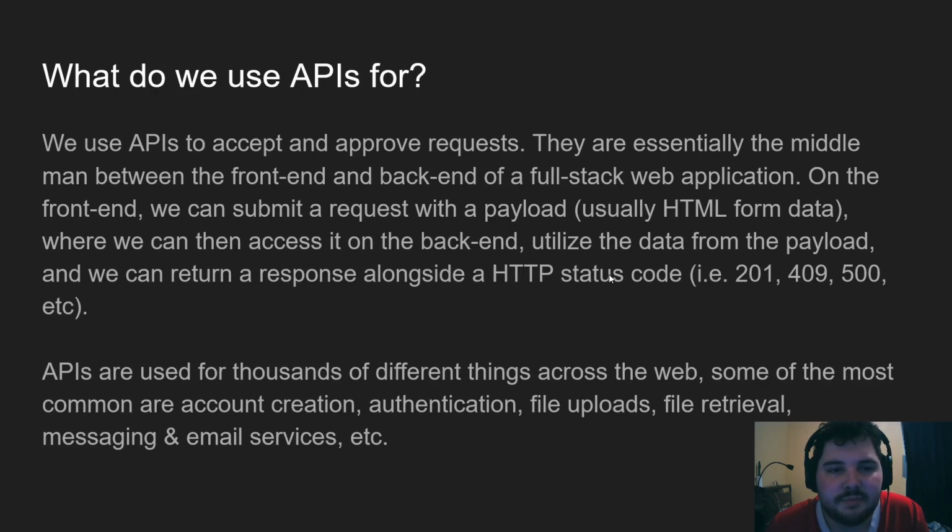What do we use APIs for? Well, we use APIs to accept and approve requests. They are essentially the middleman between the front end and back end of a full stack web application. On the front end, we can submit a request with a payload, and this usually contains something like HTML form data, where we can then access it on the back end, utilize the data from the payload, and then we can return a response alongside an HTTP status code, like for example 201, 409, or 500.